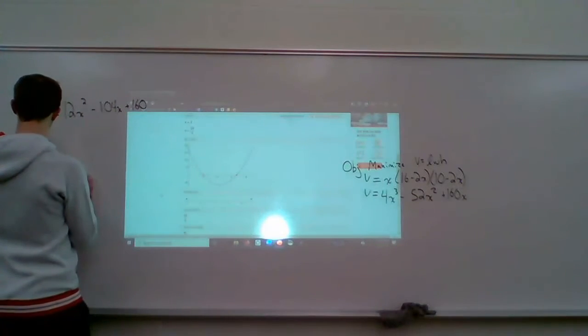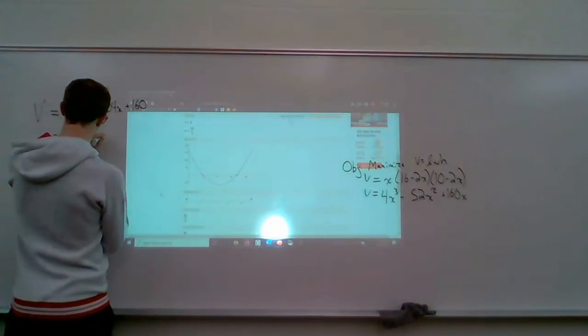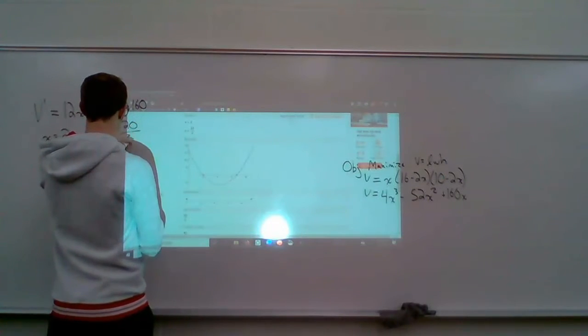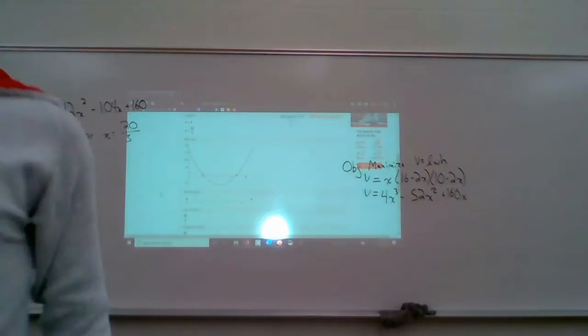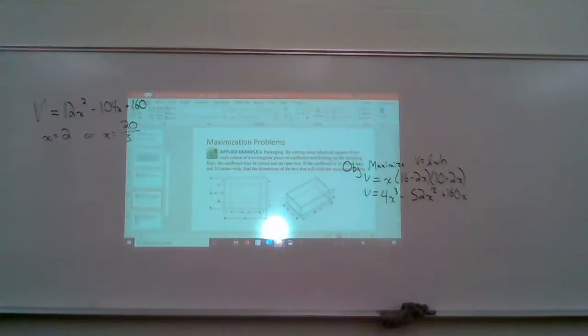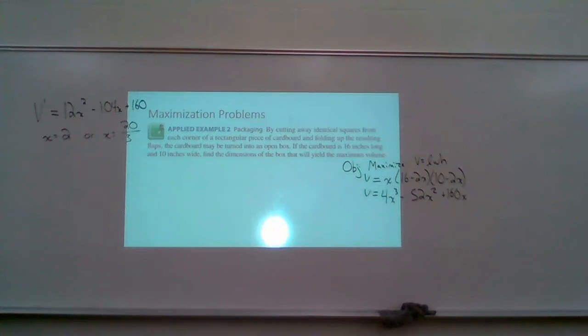So either x equals 2 or x equals 20 over 3. Now, there aren't actually 2 values that are going to maximize this function. Only one of these will be a maximum, right? There aren't going to be 2 maximum values. There's only one. So it's either going to be 2 or it's going to be 20 over 3. We've got to figure out which.